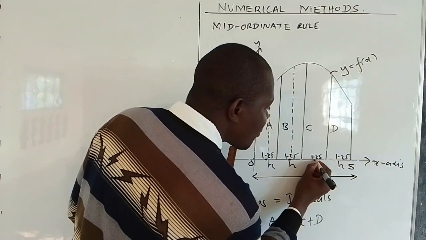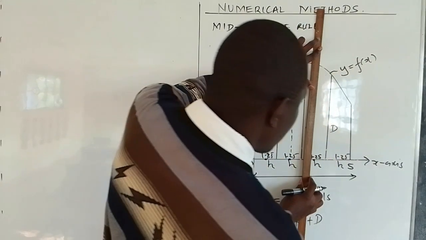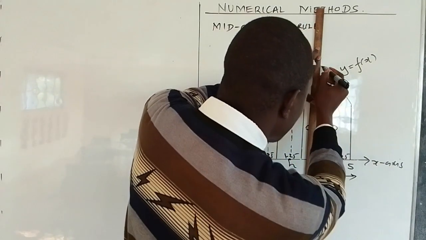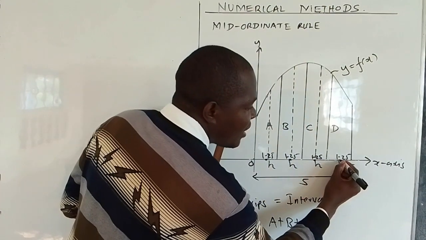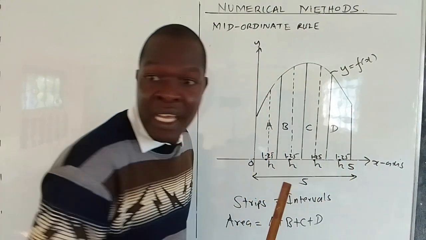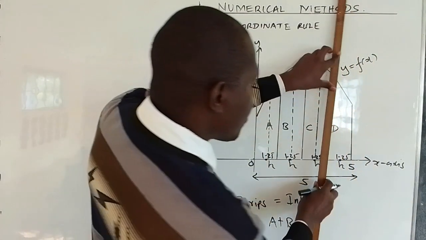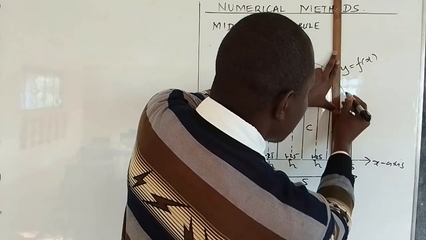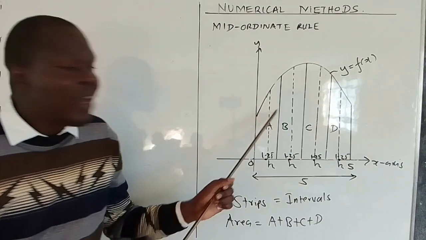Then here, the midpoint of this interval gives you the ordinate in the middle. When you join to get the corresponding Y ordinate of that strip, it is that, isn't it? When you come to this interval, that is the ordinate in the middle. That point is the X ordinate, and then you get its corresponding Y ordinate for that part. So you see, you found the middle ordinate.